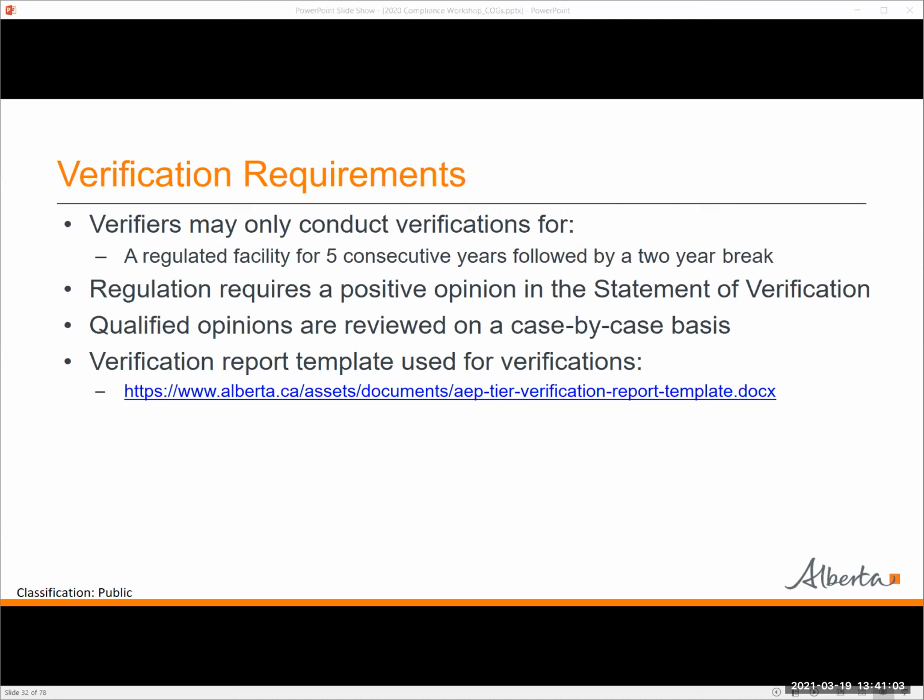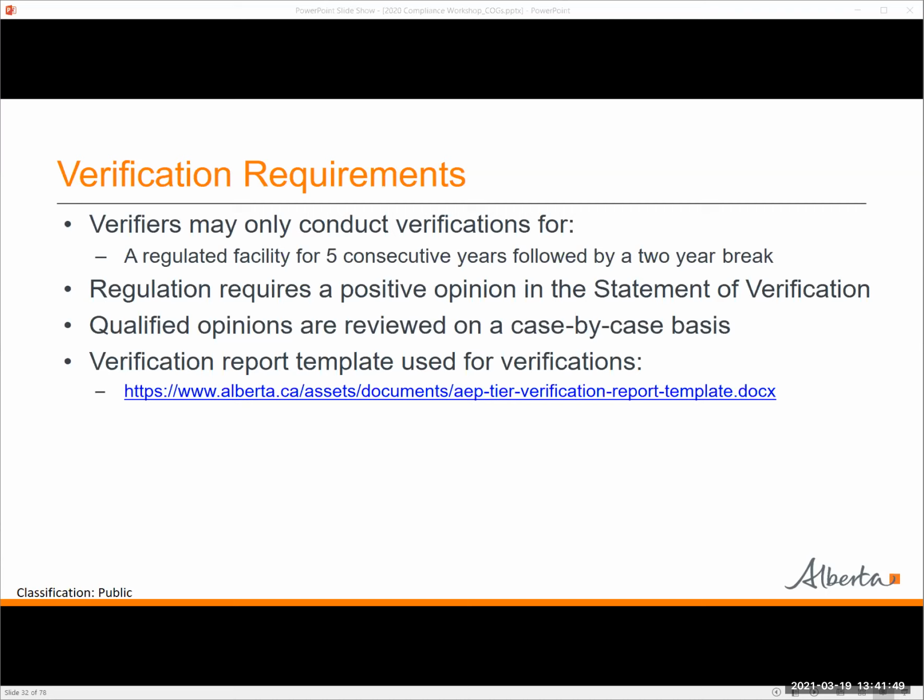Again, as I mentioned before, the expectation is that if there are any material issues that are identified during the verification process, the facility would resolve these before the compliance report is submitted in June. On occasion, we do get qualified opinions, and qualified opinions are situations where the verifier would like to point out something specific in the verification process that either they could not resolve, or something that is significant that they wanted to highlight. For these types of situations, we do evaluate on a case-by-case basis.